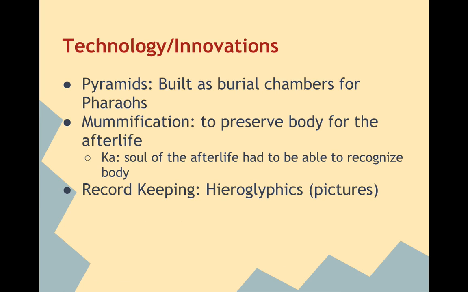When we talk about technology and innovation, the pyramids were built as burial chambers for pharaohs. So when pharaohs die, they go in the tombs inside of a pyramid. That's what they're built for, to honor them. Mummification. The Egyptians are really big on mummification. They mummify the pharaoh's body, and they preserve the body for the afterlife because they believe that the Ka, the soul of the afterlife, will return and be able to recognize the body. So when we talk about mummification, pharaohs don't go down there by themselves. Everything that the pharaoh owns goes down into the tomb with him when he dies. That's gold, clothing, wine, and also servants.